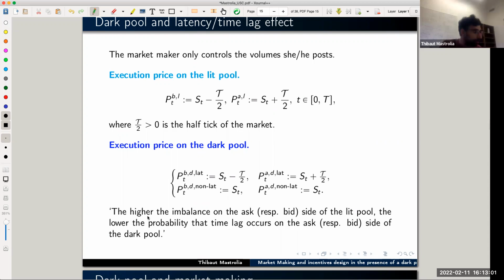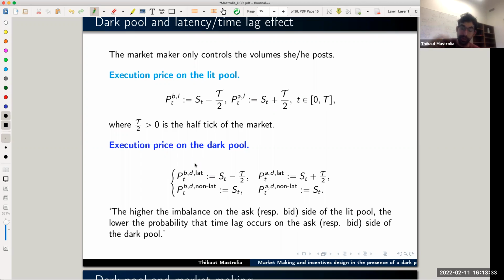So what I mean is that this sentence expresses the latency effect. The higher the imbalance on the ask side of the lit pool is, the lower the probability that latency occurs on the ask side of the dark pool. Because if you have a big imbalance on the ask side of the lit pool, then the price will move quickly. So if the price moves quickly, there is less delay between the former price and the new price, and so there is no latency effect.